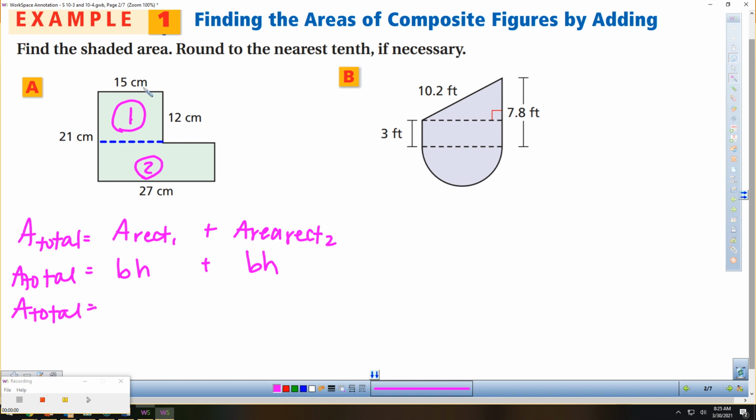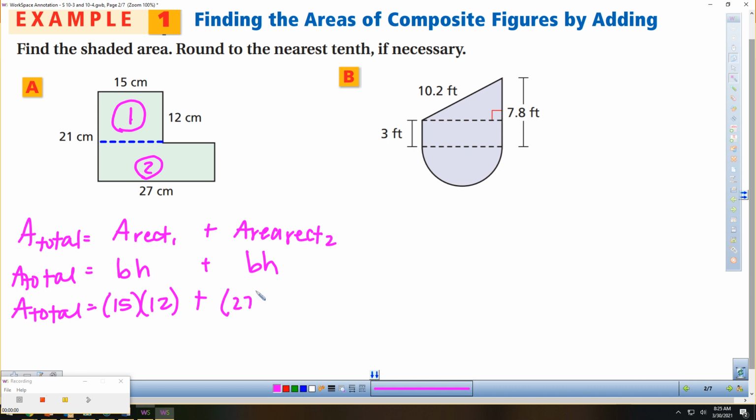So my first one, this rectangle, what is the base length of this rectangle number 1? 15 is the base. Okay? And then somebody else, what's the height of this rectangle? 12. Good job. Alright, so there's the area of the first one. Now we need the base and height of my second one.